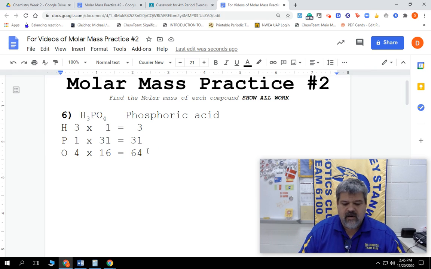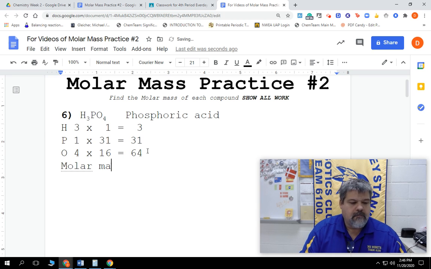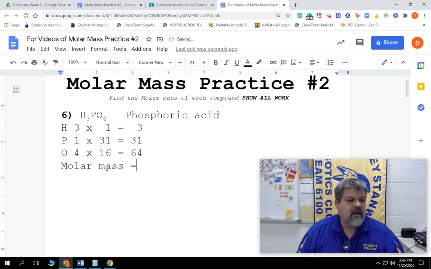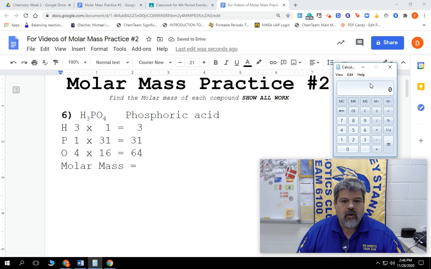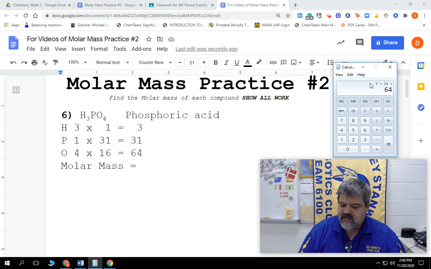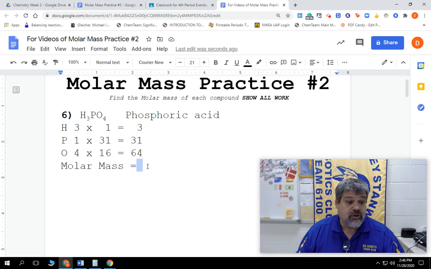So let's go ahead and now what do we have to do? We have to add them together, figure out the molar mass. So the molar mass, okay, equals all of these added up. And again, we can do it in our head or we can do it on the calculator. So we're going to take 3 plus 31 plus 64 equals 98. Before I write it down, let's check it again. 3 plus 31 plus 64 equals 98. So that should be correct.